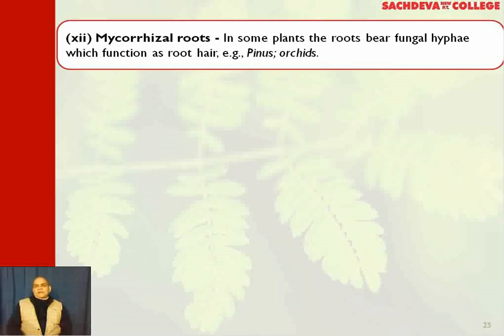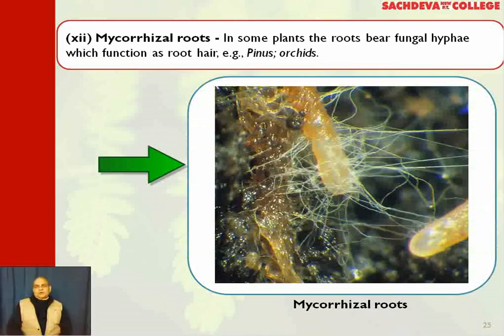Mycorrhiza can be ectotrophic mycorrhiza, where the fungal hyphae are attached externally, as you see in Pinus, and sometimes you may get endotrophic mycorrhiza, and it has been observed that mycorrhiza accelerates the absorption of minerals for the plants. You can see here these thread-like structures are the fungal hyphae attached to the root and helping in the absorption of minerals and water. That is, they have taken the function of the root here.